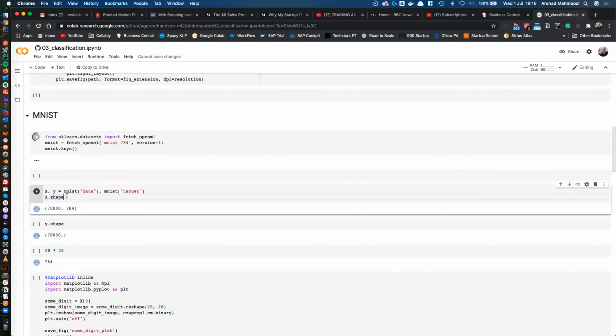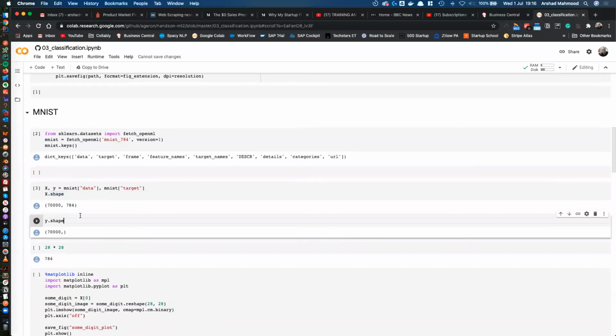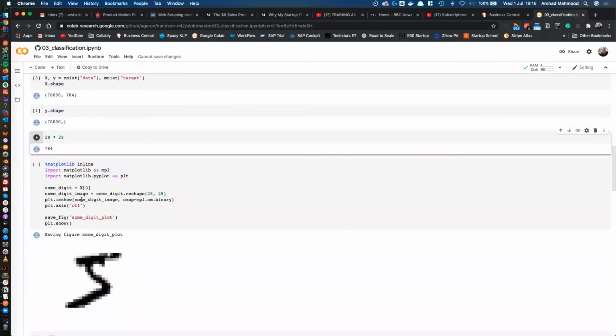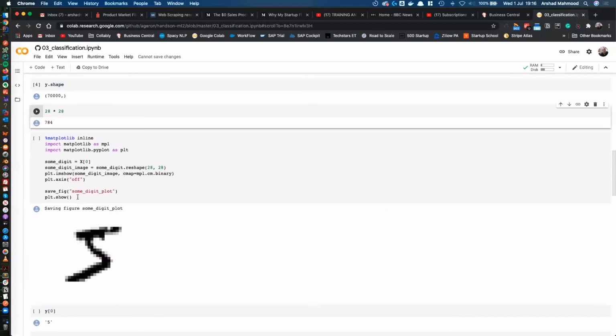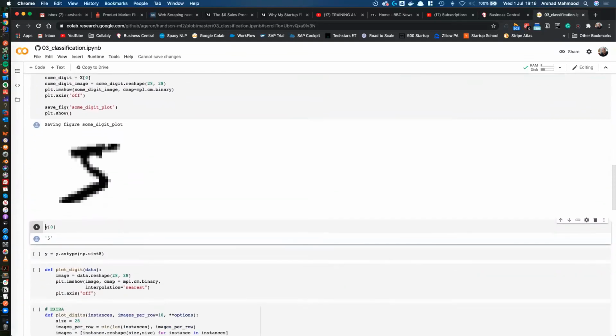Who's taking his time downloading that file? Okay, that came. Yep, so 70,000, shape of that is 70. Oh, that's just printing out 28 by 28. So this is going to show it. Okay, shown a 5.